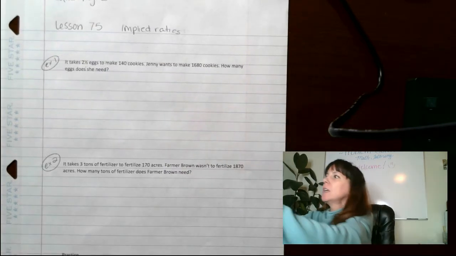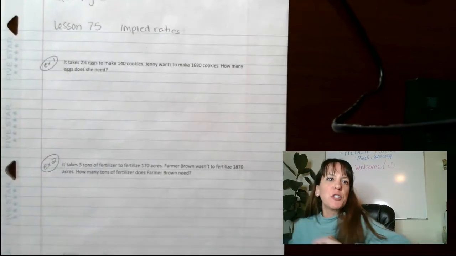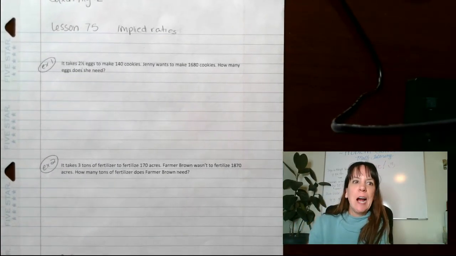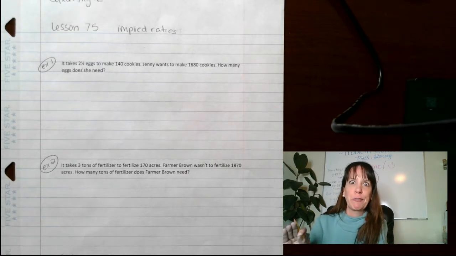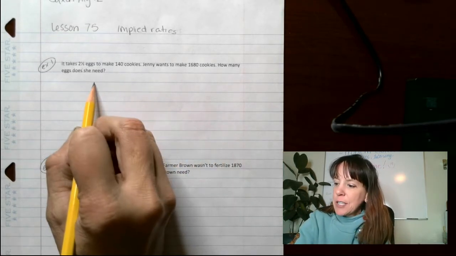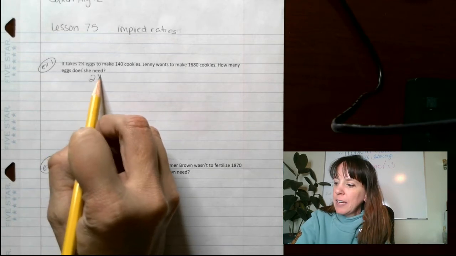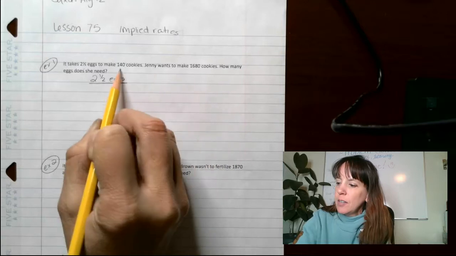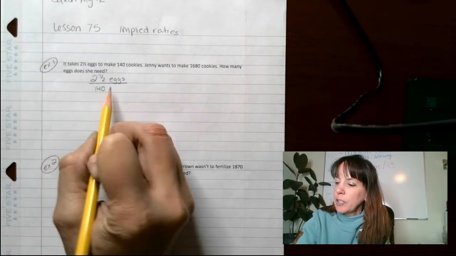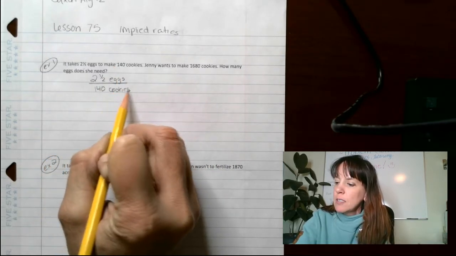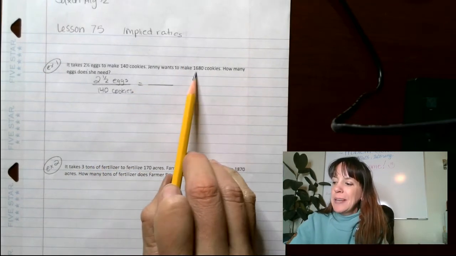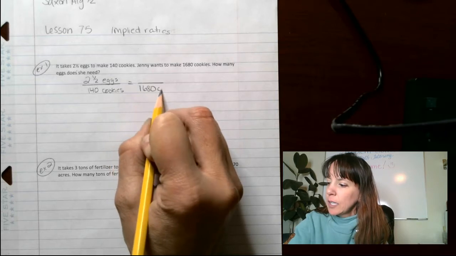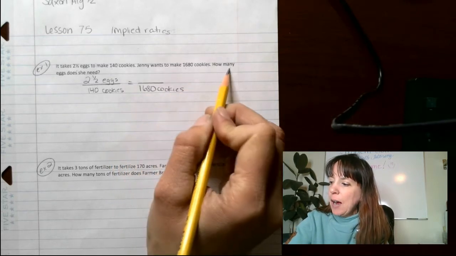Here's our first problem. It takes 2.5 eggs to make 140 cookies. Jenny wants to make 1,680 cookies. How many eggs does she need? Guys, proportions are your friends because those are easy to solve. So we've got 2.5 eggs over 140 cookies equals, she wants to make 1,680 cookies, so that's going to go in the cookie line. 1,680 cookies.